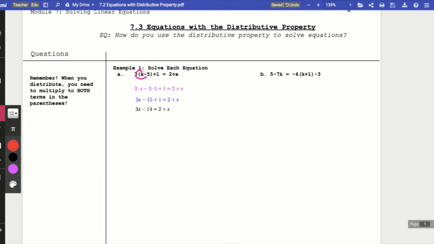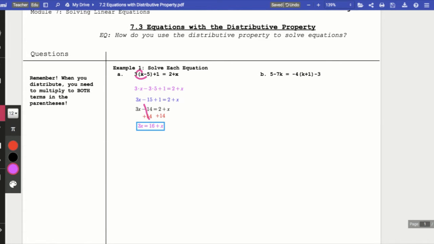Now, remember, I want my letters on the left and my numbers on the right. Looking here, I have the variable 3x. The negative 14 is a constant that I don't want, so I'm going to add 14 to both sides. And remember, I'm adding it to the 2. Some of you are really good about adding it over, but you're not intentional about what you're adding it to, which sometimes causes mistakes. So the 14s cancel. After I add, I get 3x equals 2 plus 14, which is 16, plus x.